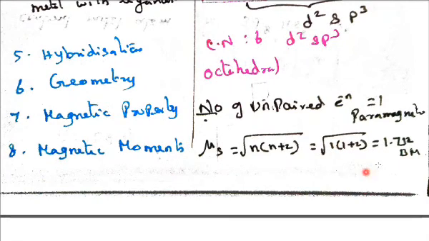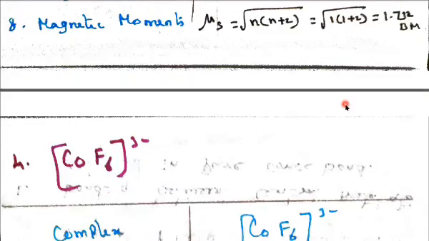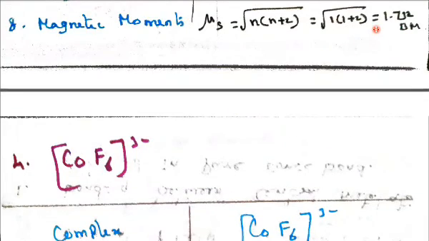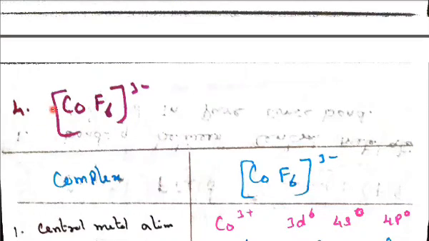See, one trick is there. If the magnetic moment values are 1.7 or 2.3 or 3.5 or 4 point something, 8 point something, the whole number belongs to the number of unpaired electrons. 1 point means 1 unpaired electron. 2 point means 2 unpaired electrons. 3 point means 3. 4 point means 4. 5 point means 5 unpaired electrons. And later on, I'll tell you the tricks of finding the number of unpaired electrons by using this magnetic moment value. Next one is CoF6, the whole power 3 minus.